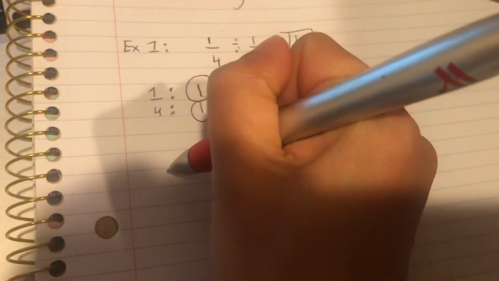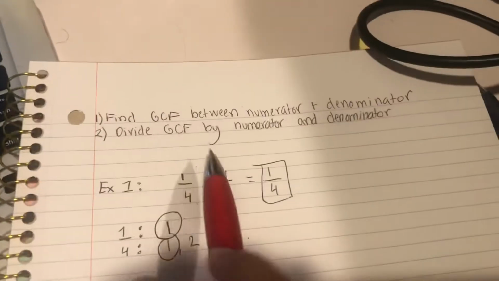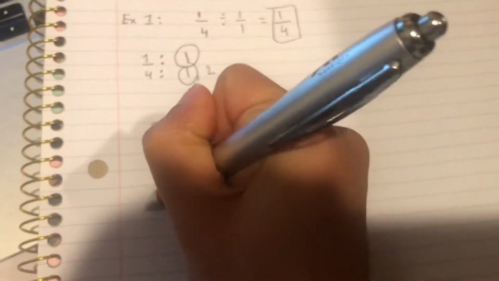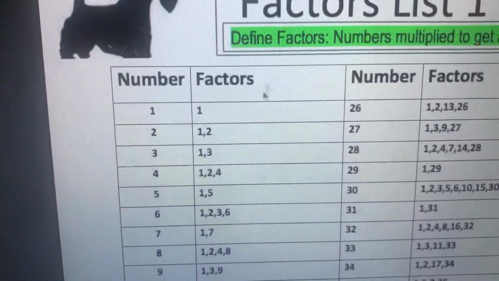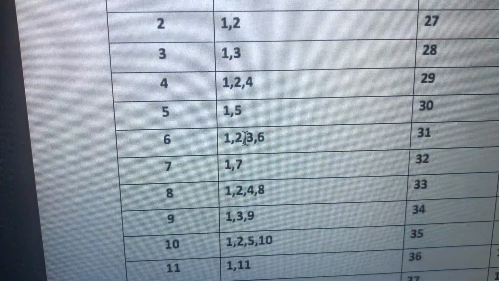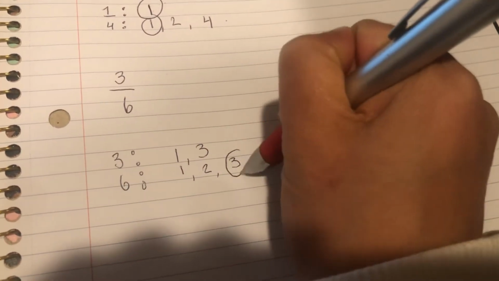So example 2 is telling me 3/6. All you got to do is follow the steps right here. Step 1, find the greatest common factor between the numerator and the denominator. So my numerator is 3, my denominator is 6. If you want to use the chart, you can. The factors of 3 are 1 and 3. The factors of 6 are right here, 1, 2, 3, 6. So the greatest common factor between them is 3.